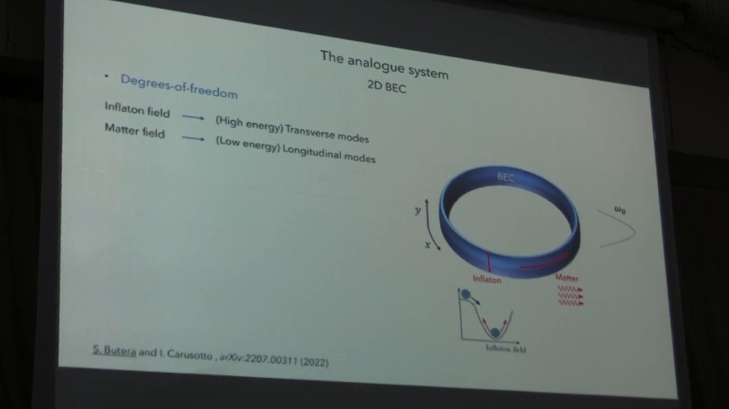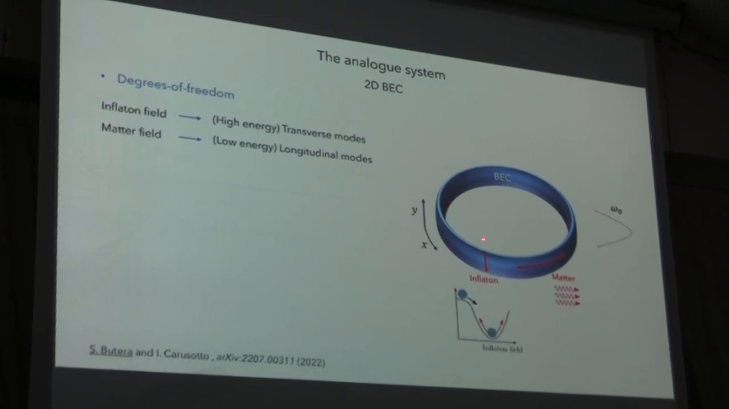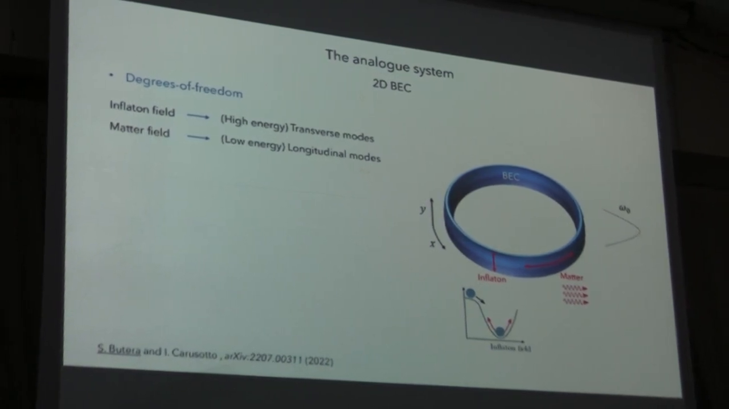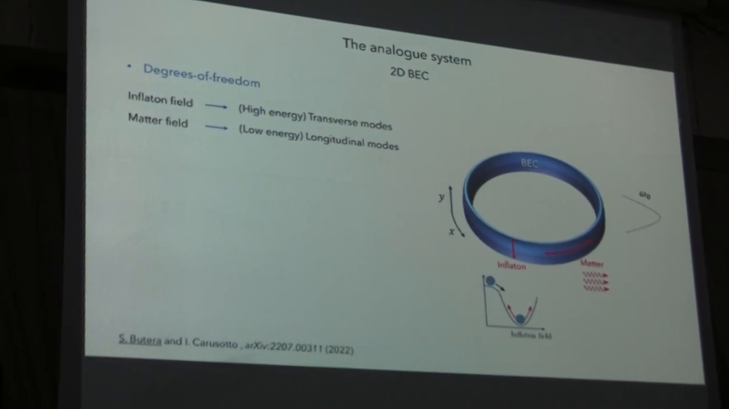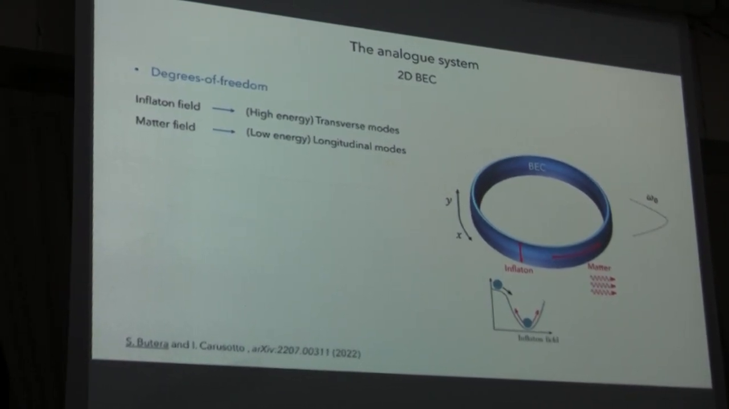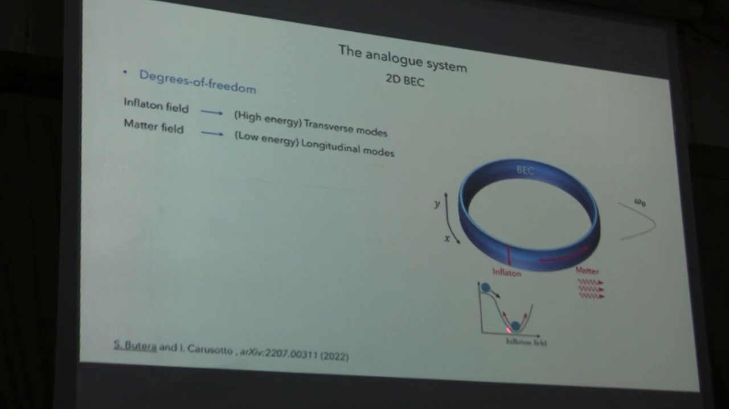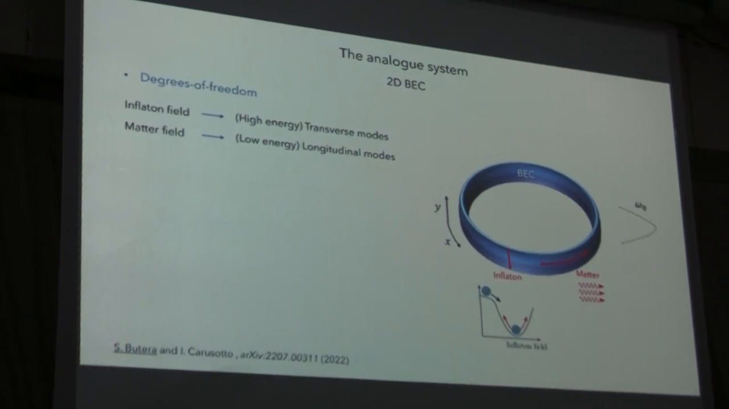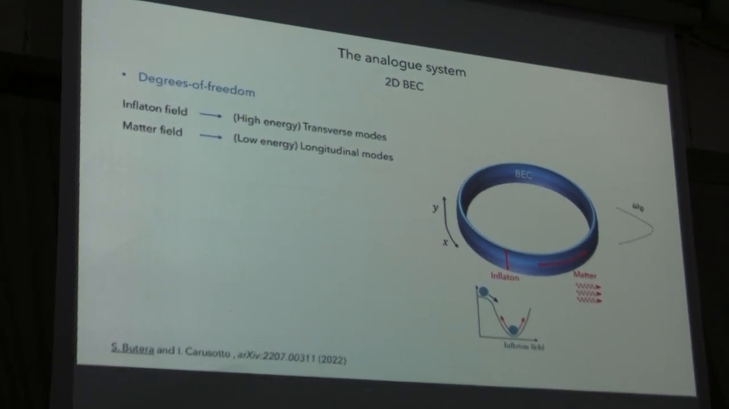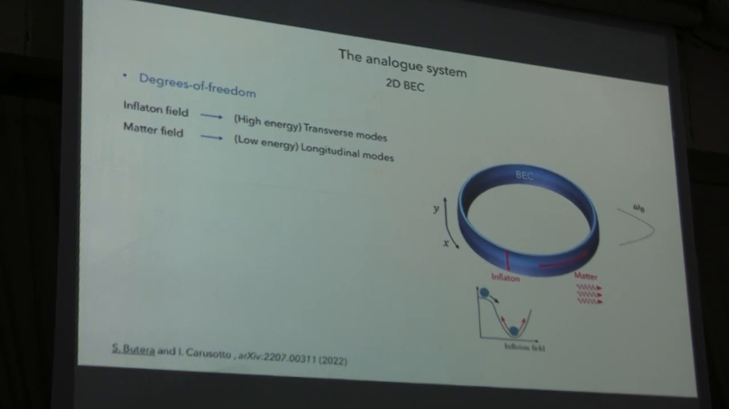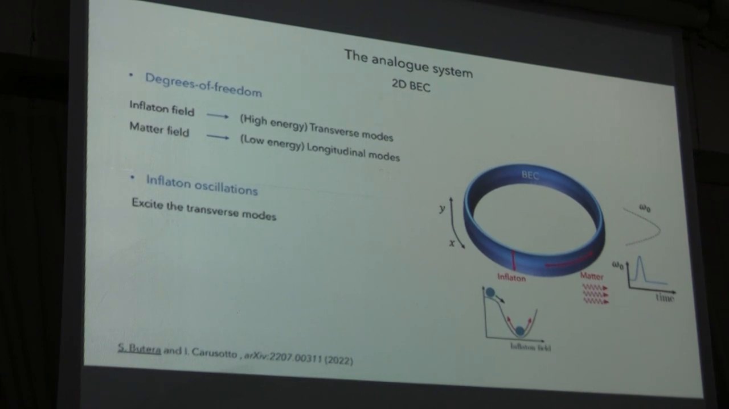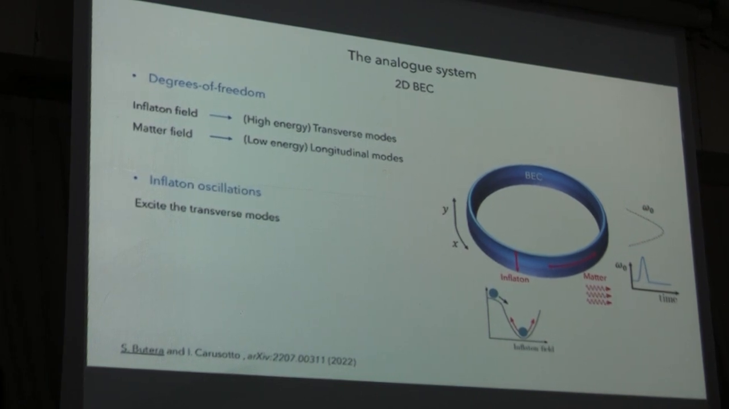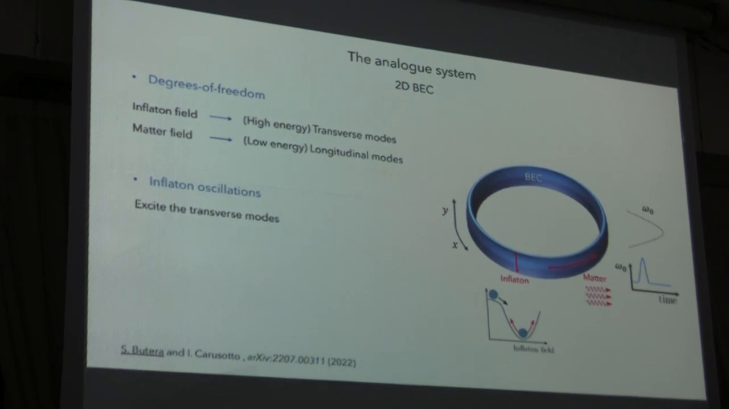The transverse modes in this system are my analogs of the inflaton field, while the longitudinal modes are the analogs of the matter fields instead. In order to implement these oscillations of the inflaton at the bottom of this potential, what I do is give a kick to the system in the transverse direction. So basically, I give an initial spike to the transverse trapping frequency, in such a way that the system starts oscillating in the breathing mode, so it's like a breathing oscillation.